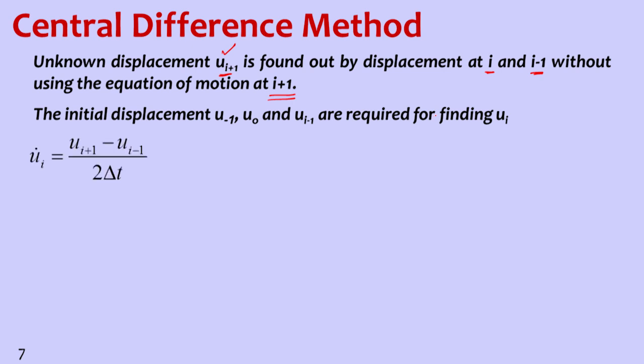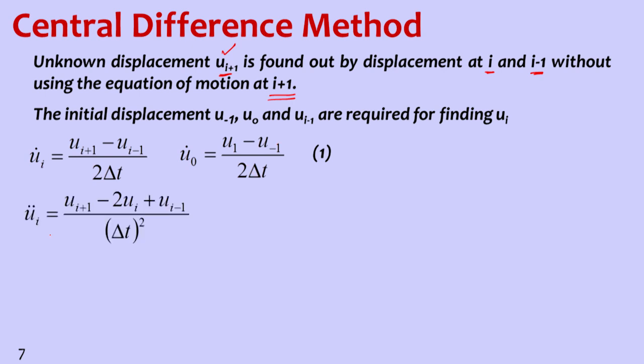So if we look at u dot i, the velocity, it is (u(i+1) minus u(i-1)) by 2 delta t. Then if we want it at 0, u dot 0, if we put i equal to 0, that will become u1 and u minus 1. So that means what? We need displacement at a negative time instant, that means before 0. So this is a fictitious displacement term we need to find out. We will discuss how to find it out.